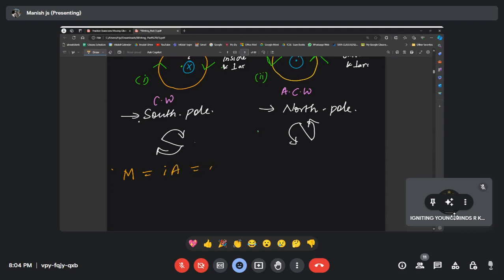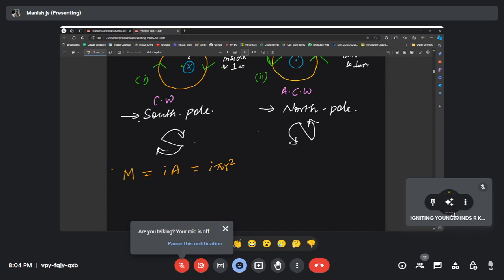What is the area here? Because you have a circle which is a current carrying loop, the area is going to be pi r square. So the magnetic moment is I times pi r square, where r is nothing but the radius of your current carrying loop. Okay, simple. So this is all about it.